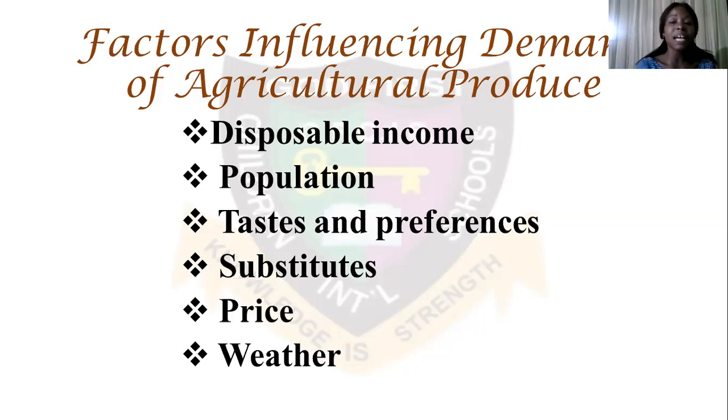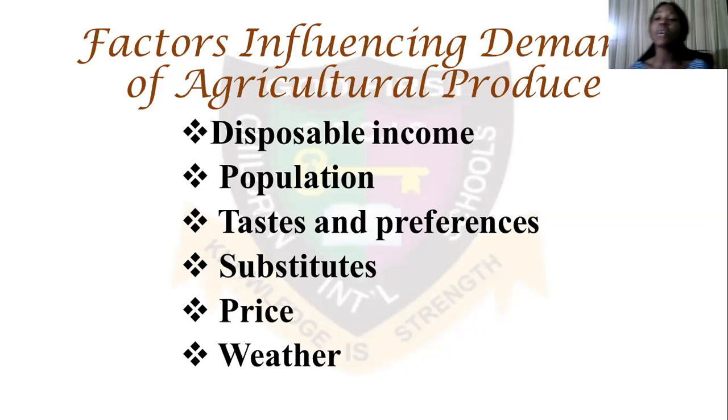So that brings us to prices. When the price of a commodity is high, the demand for it will become lower. For example, when turkey is more expensive than chicken, more chicken will be demanded, while turkey will be less in demand. So that's how prices affect demand for agricultural produce.